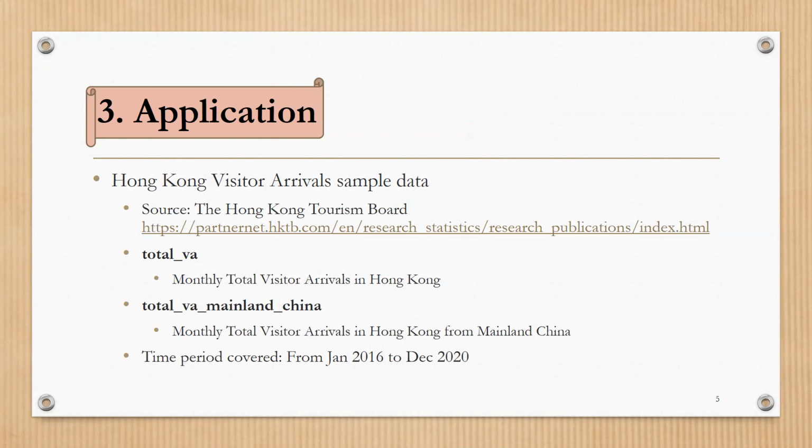Again, here we are going to use the Hong Kong visitor arrival sample data from the Hong Kong Tourism Board. If you follow the link here, you can look for a publication called Visitor Arrival Statistics, and then you can download the data in either PDF or Excel format. After cleaning the data, today we're going to use two variables: total VA, the monthly total visitor arrivals in Hong Kong, and total VA mainland China, the monthly total visitor arrivals in Hong Kong from mainland China. The time period covered, again, is from January 2016 to December 2020.